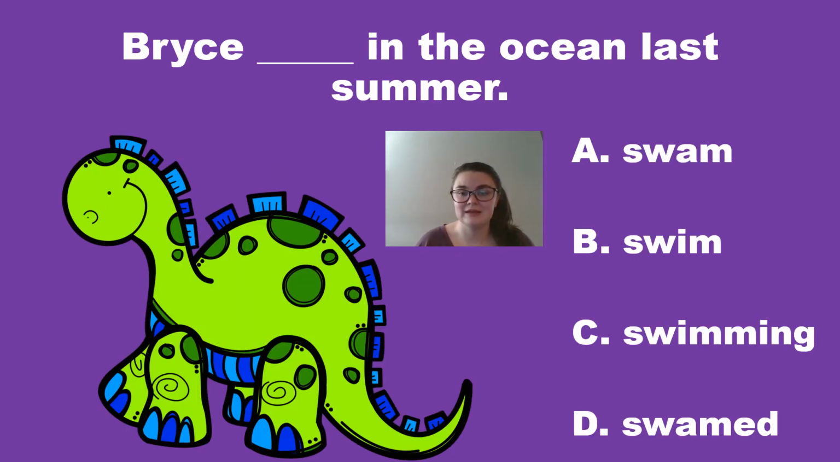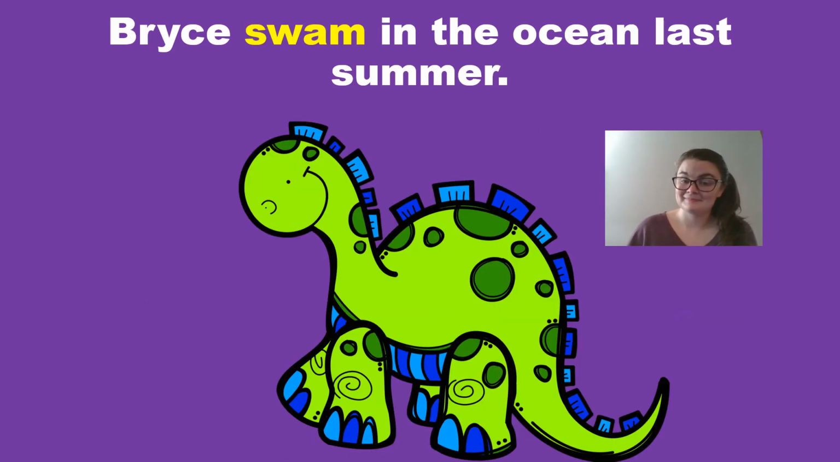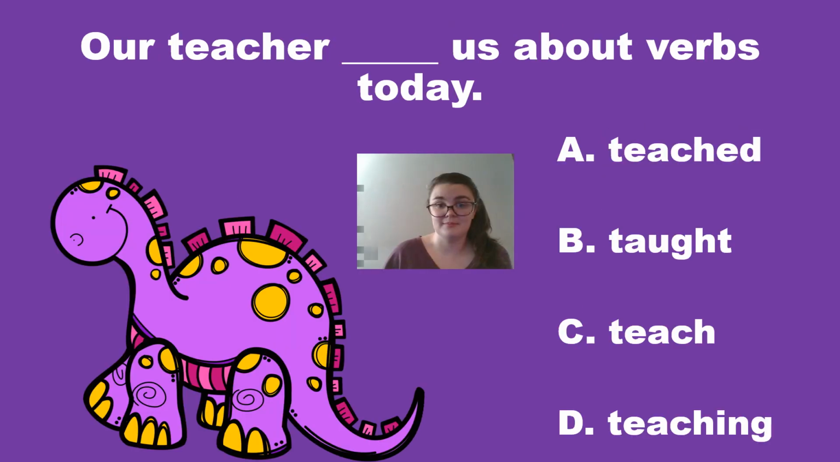Bryce blanked in the ocean last summer. Bryce swam in the ocean last summer. Bryce swim in the ocean last summer. Bryce swimming in the ocean last summer. Or Bryce swam in the ocean last summer. Which one of those four options makes the most sense? The answer is swam. Bryce swam in the ocean last summer. This is the past tense verb for swim. Swim is what we say in the present.